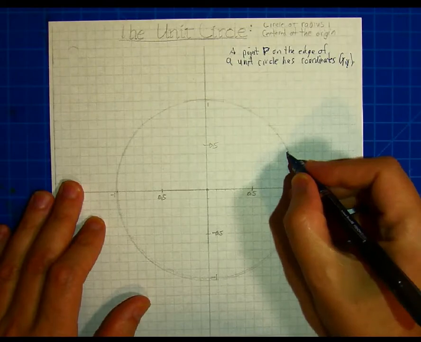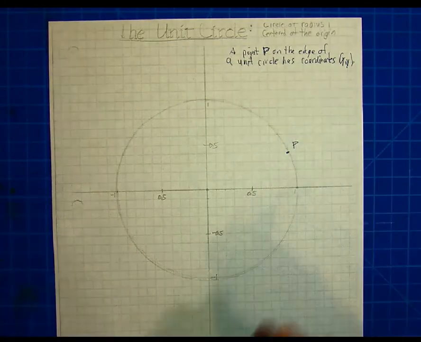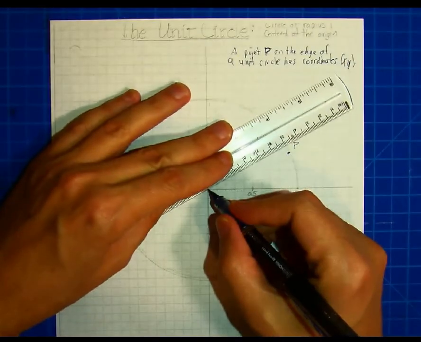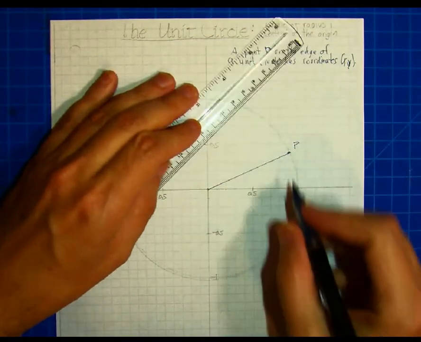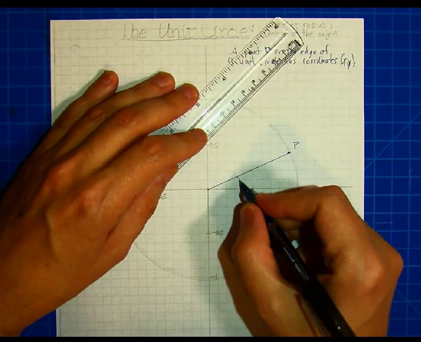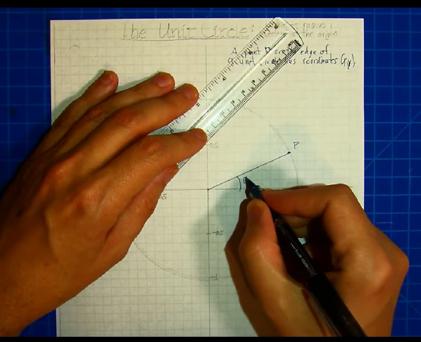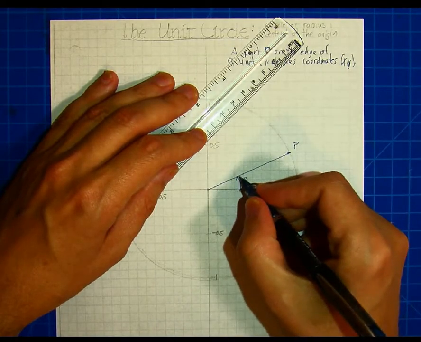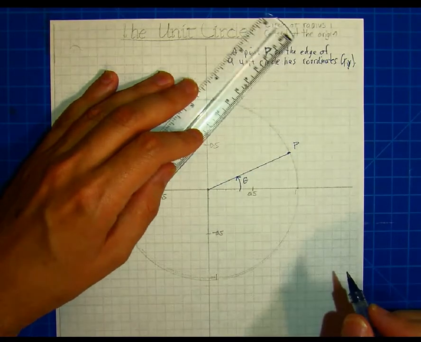Let's put a point right here. Let's call it point P. I'm going to draw a radius to that point. And then the angle, the reference angle that this makes with the positive x-axis, I'm going to call angle theta, which again is positive if I'm going in a counterclockwise direction.